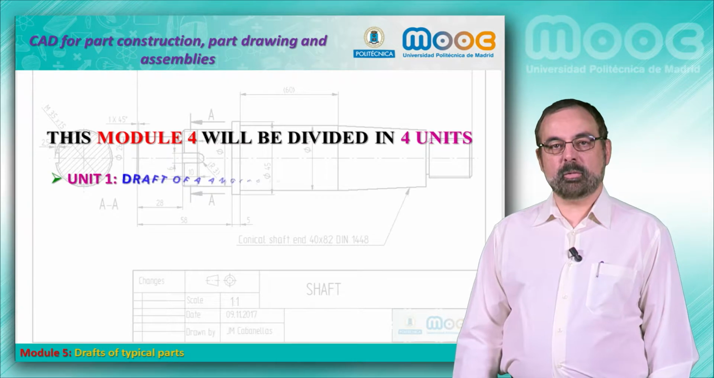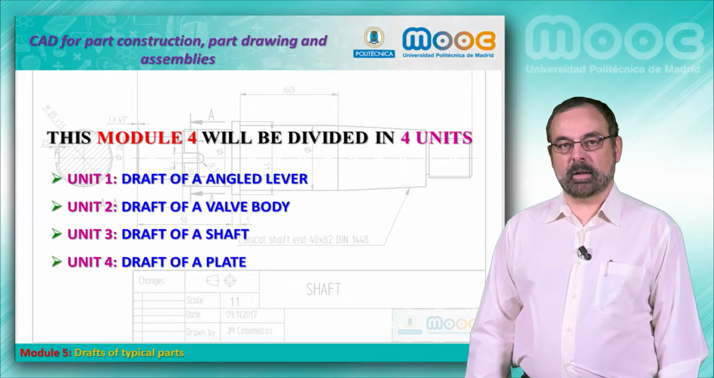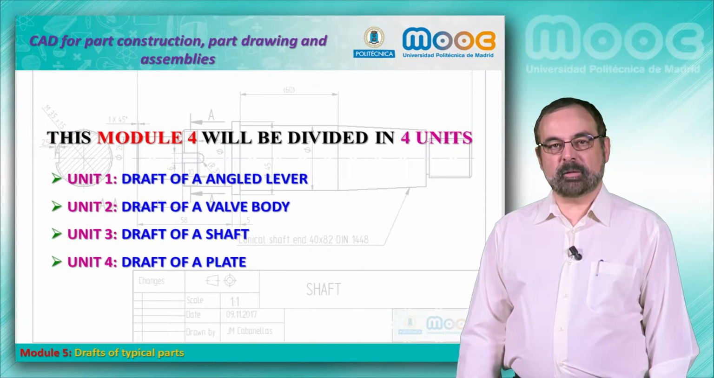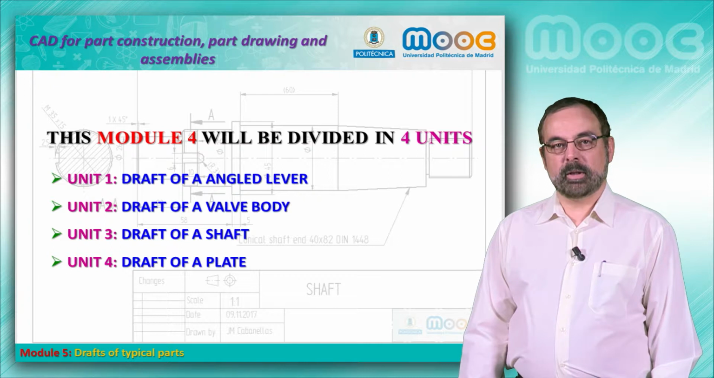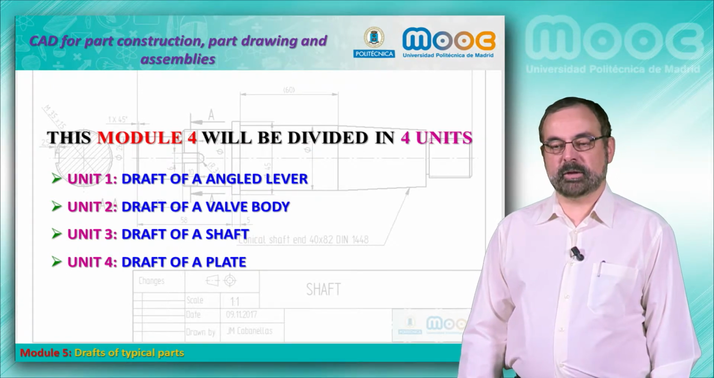This module will also be divided into 4 units. Unit 1, the draft of the angle lever. Unit 2, the draft of the bulbar body. Unit 3, the draft of the shaft. And the final Unit 4, the draft of the plate.